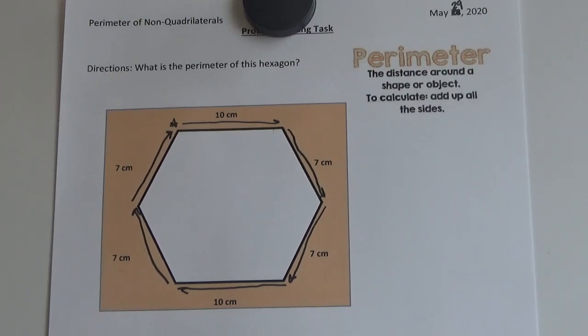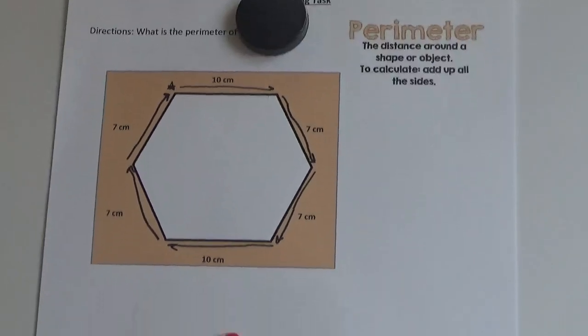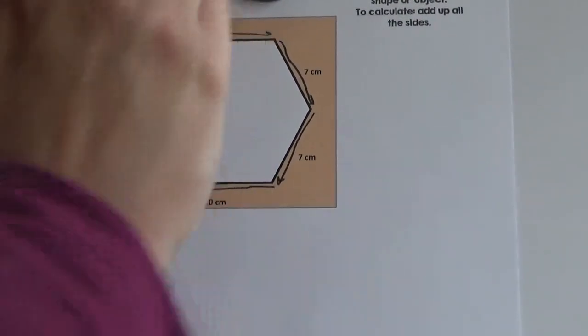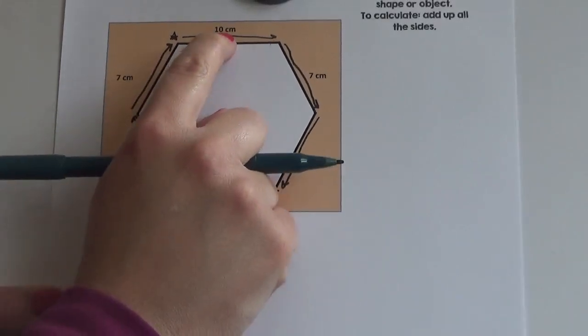Great. I hope you have had a chance to figure out the perimeter of this hexagon. Now, we know perimeter means the distance around the entire shape, and in order for us to figure that out, we have to add up all of the sides. Because we're working with a hexagon, we are going to need to add up all 6 sides. 1, 2, 3, 4, 5, 6. So I am going to move this up a little bit so I have some more space to solve. And we are going to write our number sentence first, starting with my first side.